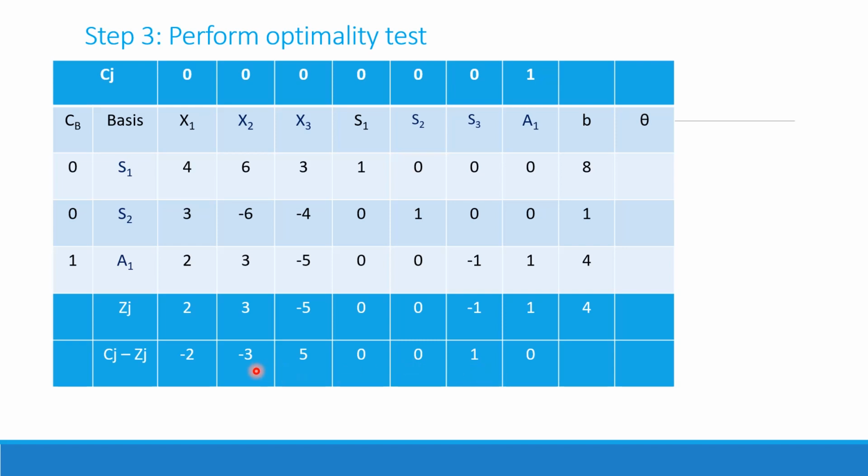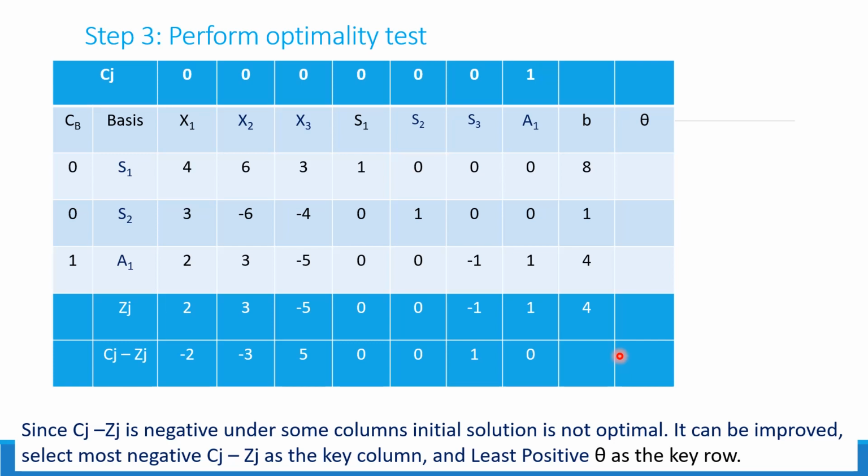Now in this particular numerical, I have to pay attention to this particular a1 variable only, because we are dealing with a case where this variable does not get removed from the table and is having 0 level at this particular B column. Since this is a minimization problem, every Cj minus Zj should be either 0 or positive, but we see 2 negative values here, that means this solution is not optimal. So we have to iterate towards optimality.